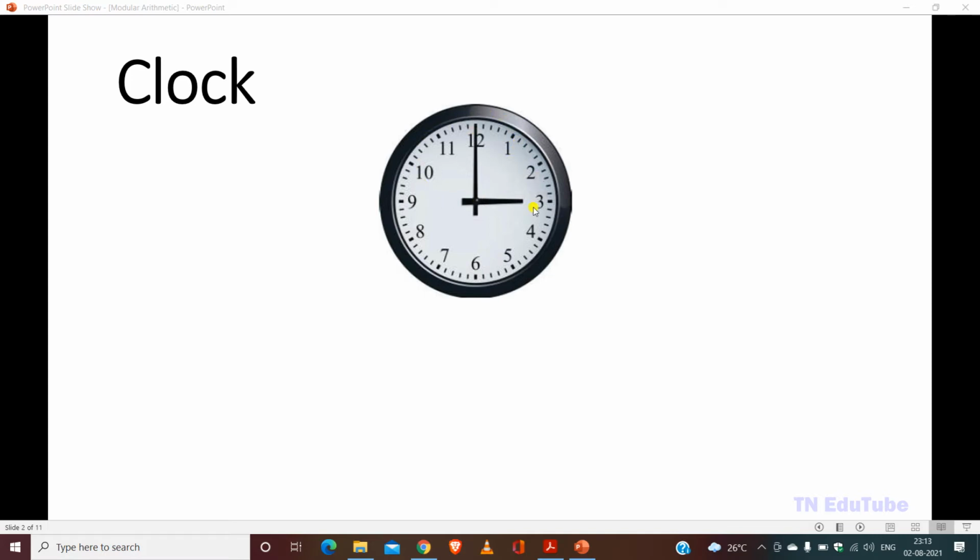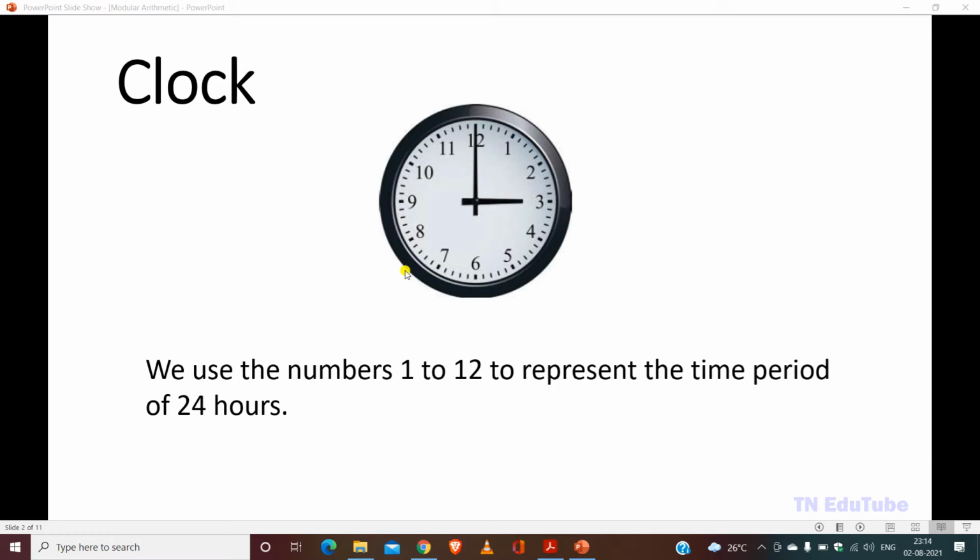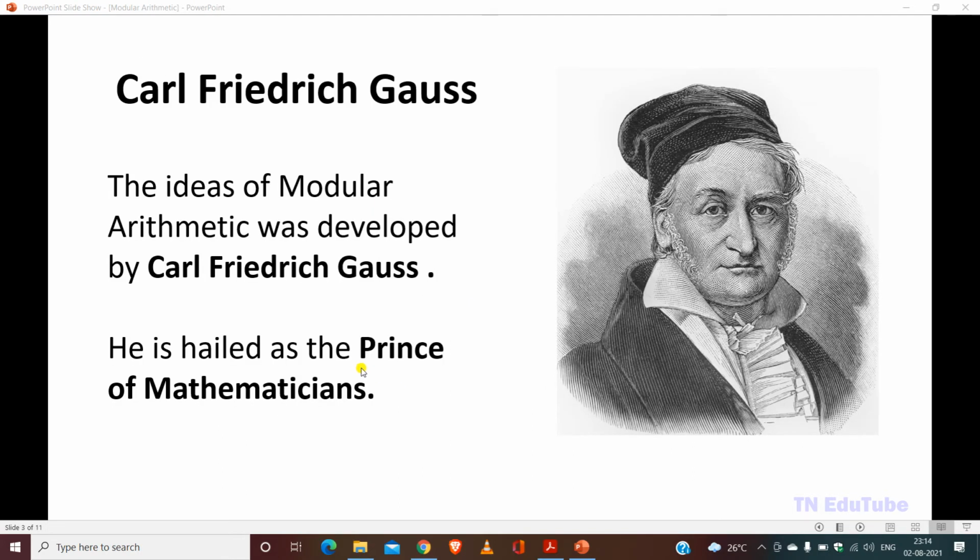So totally 24. When it hits 12, it again goes to 1. Like that, the numbers are wrapping around certain values. It is called modular arithmetic. We use the numbers 1 to 12 to represent the time period of 24 hours. Then, Carl Friedrich Gauss. The idea of modular arithmetic was developed by Carl Friedrich Gauss. He is hailed as the prince of mathematicians.